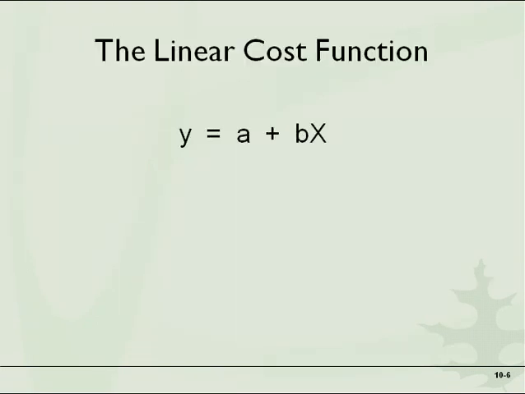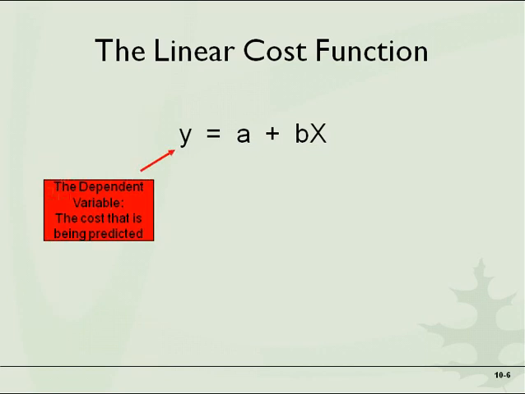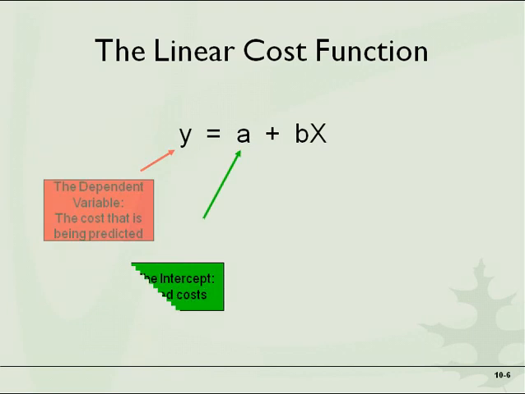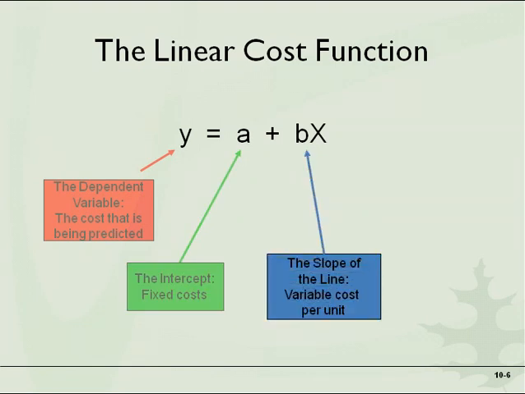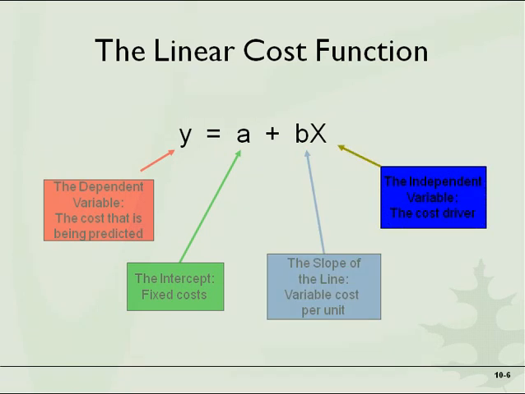Now, the linear cost function is usually given by the formula y = a + bx or y = mx + b. I've seen both used in practice. Y stands for the dependent variable. It's what we're trying to predict. A represents the intercept, and when we graph it, that appears as fixed cost. And then B represents the slope of the line, so that's the variable cost per unit, and X is the independent variable, which in our language is the cost driver.